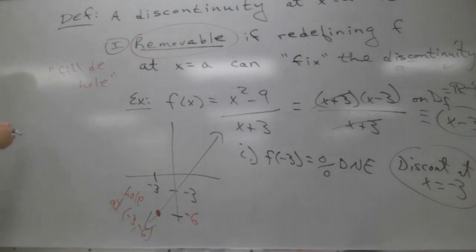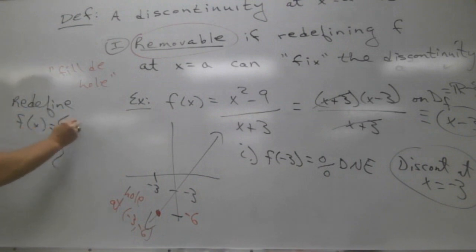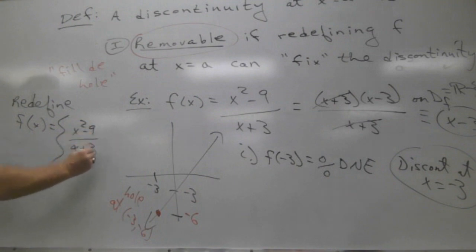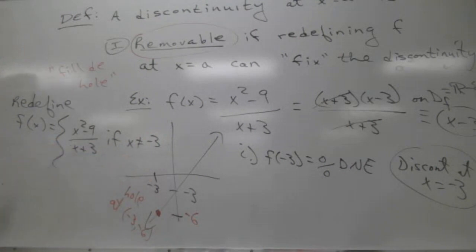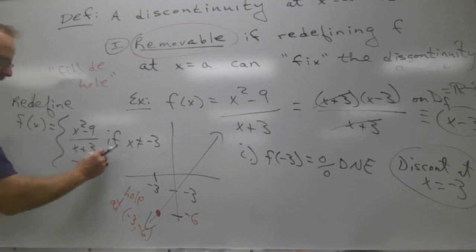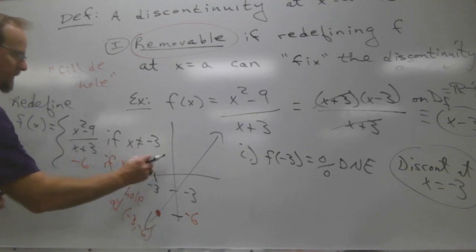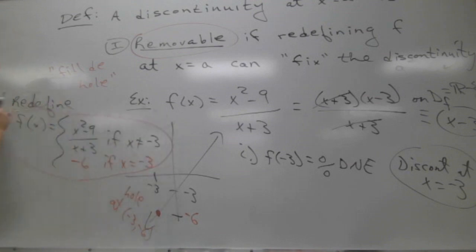So we're going to redefine f of x to equal x squared minus 9 over x plus 3 if x doesn't equal -3, right? And we're also going to define it to be a height. Remember, that's a height of -6 if x equals -3. So this is how I'm going to redefine this graph. That fills the hole, and it avoids the break in the line.